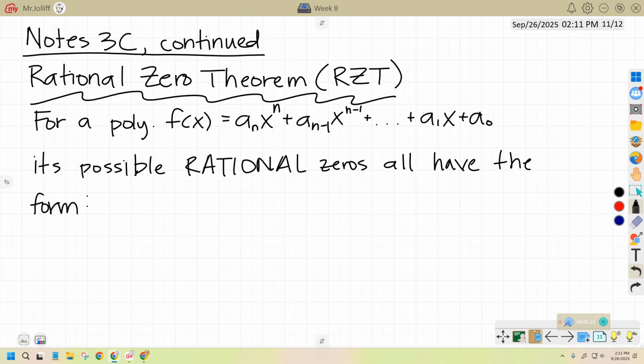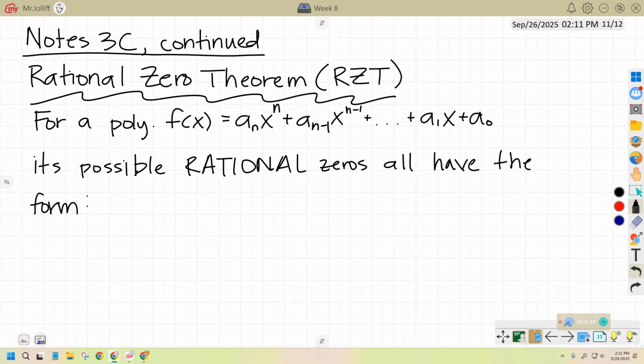So this theorem is only going to give us some of our zeros. And notice that it says possible rational zeros. So we're going to get a list of numbers from this theorem. Not all of them will be zeros. But it's going to narrow down our search from the entire number line to just a couple numbers, which is really helpful.